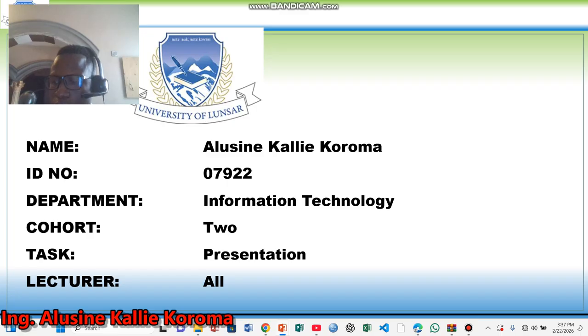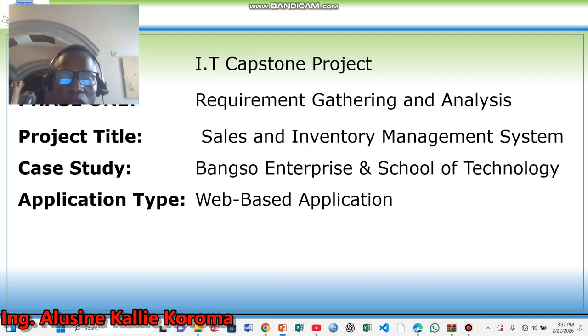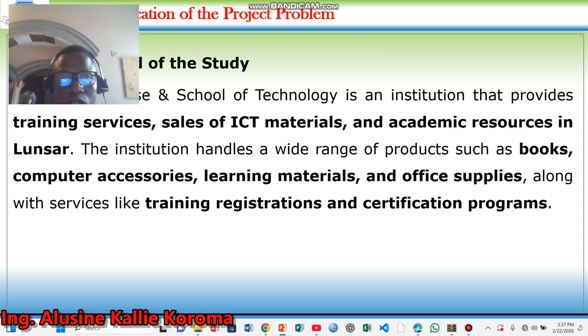I'm here to present my capstone project, which is phase one of the capstone project. The project title is a Sales and Event Management System. The case study is Banks Enterprise and School of Technology. The application type here is a web application. Of course, I've already done the desktop application. This is the web. So we go to Figure 1, which shows the identification of the problem.